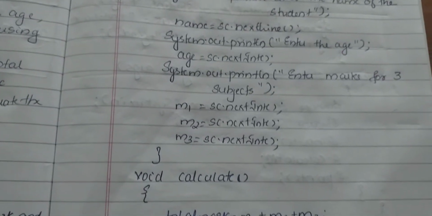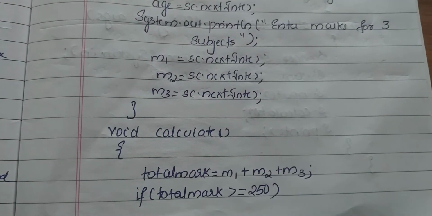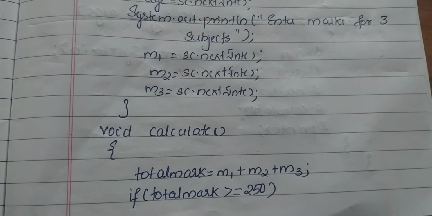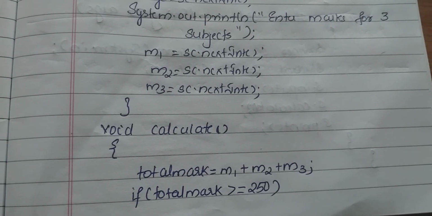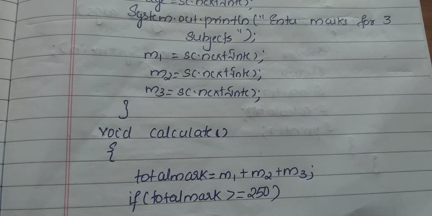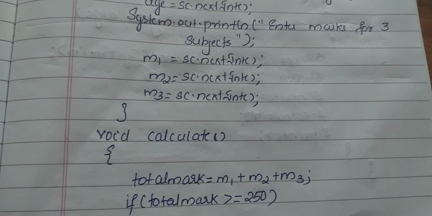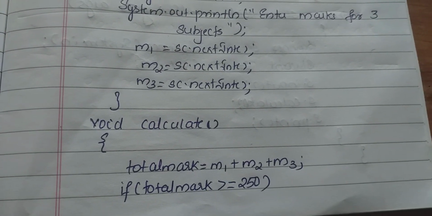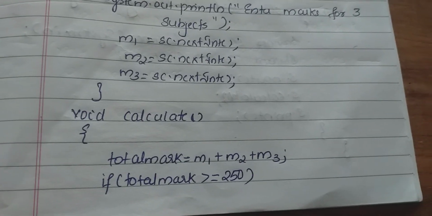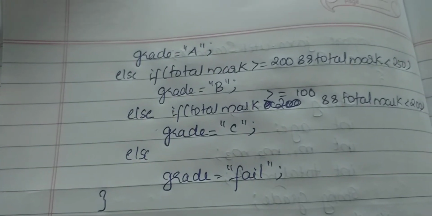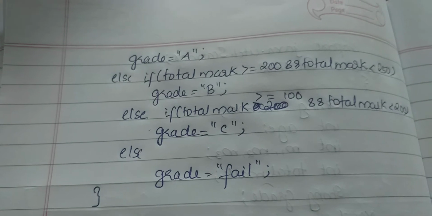Then void calculate. In that calculate section, they have mentioned to calculate the total mark, that is total mark equals, since there are only 3 subjects, m1 plus m2 plus m3. So there is a criteria, that is if total mark is greater than or equal to 250, then grade equals A.